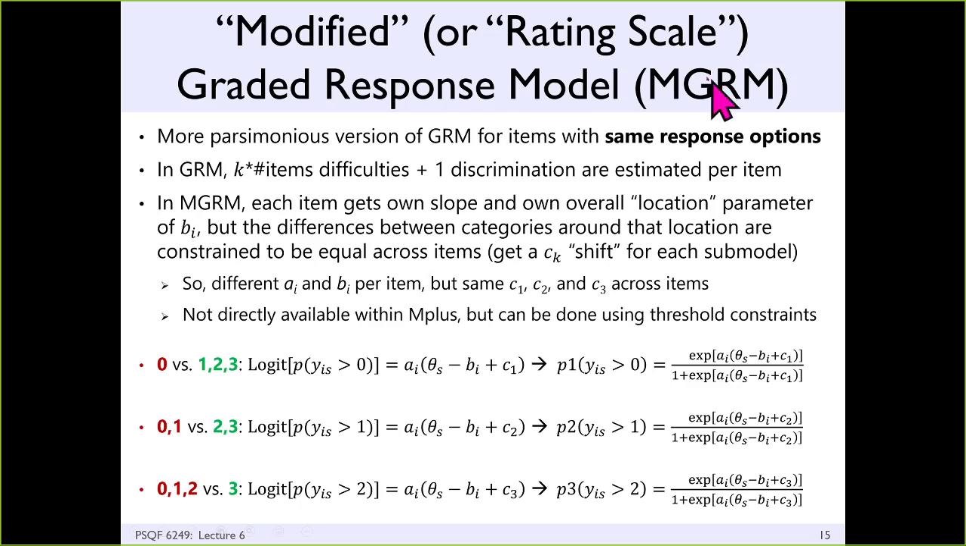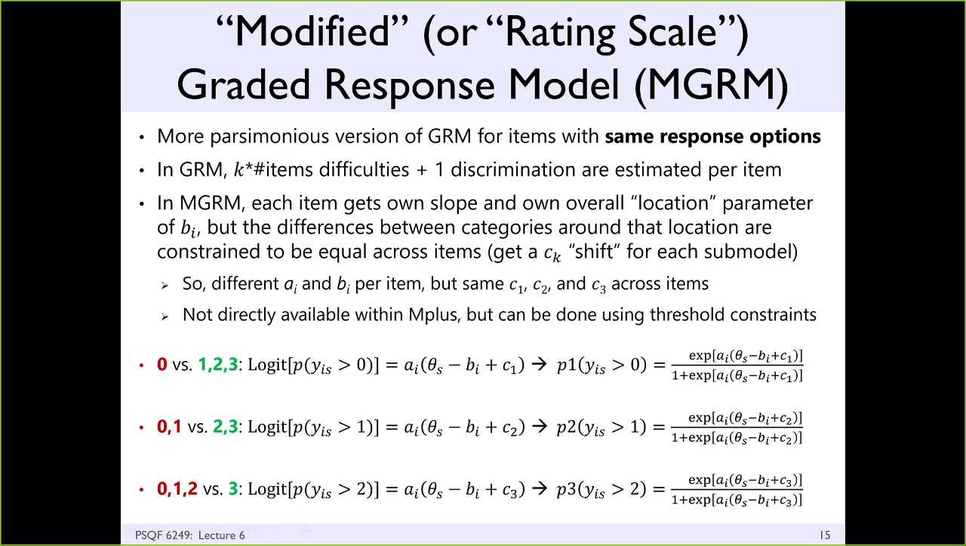So one of the ways that people have come up with to try and save parameters to make it more parsimonious is what's known as a modified graded response model or a rating scale model, depending on who you read. And the idea behind this model is to constrain the relative distances between the categories to be the same across items.